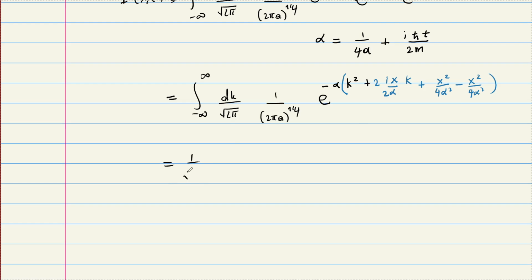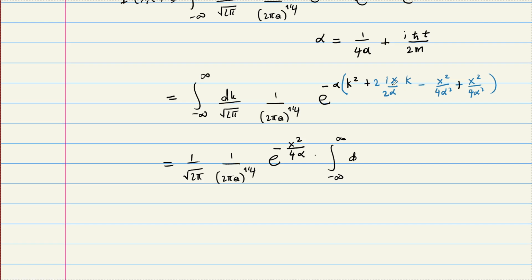So 1 over root 2 pi. Let me write my factors first. I have this guy and I have e to the power. So this thing is going to come out as, I think square of i is going to be minus here plus here. And this is going to be minus x squared over 4 alpha, and the rest is integral.